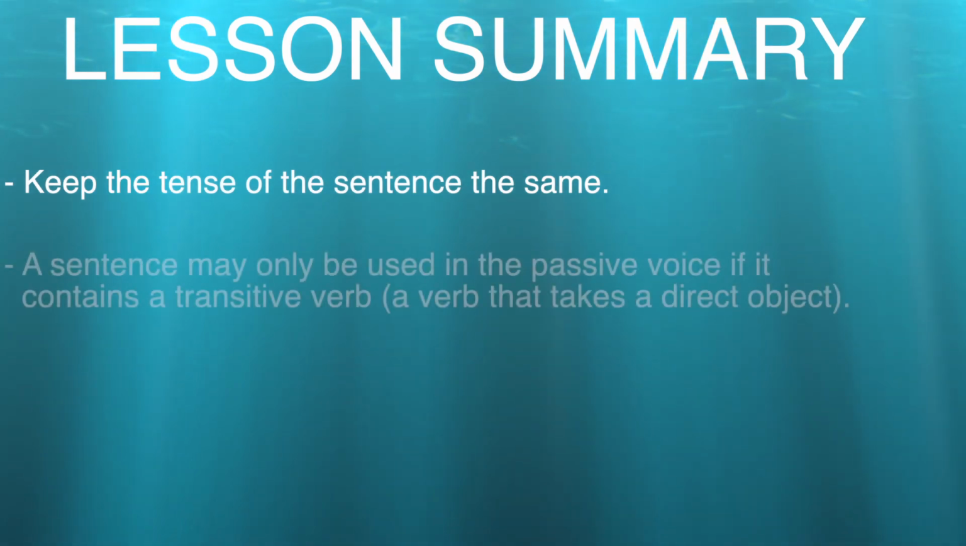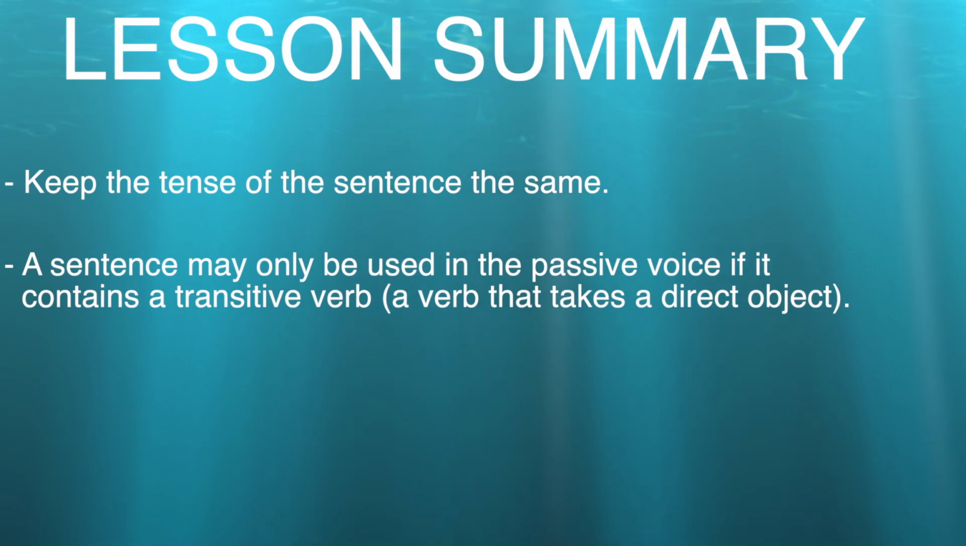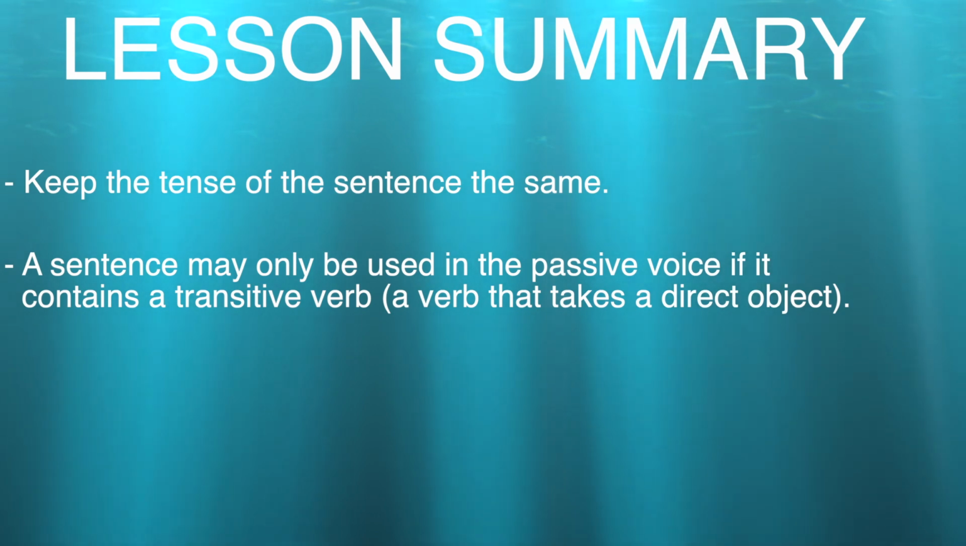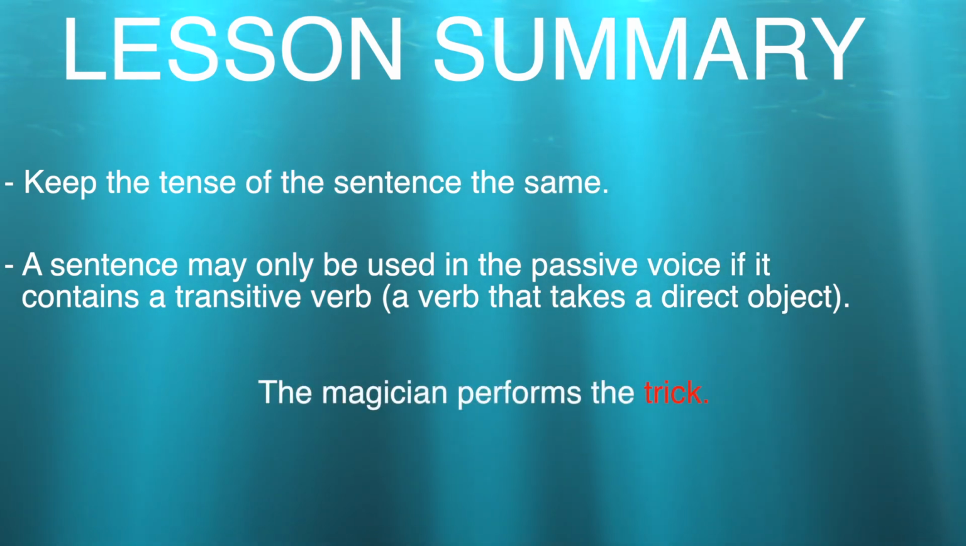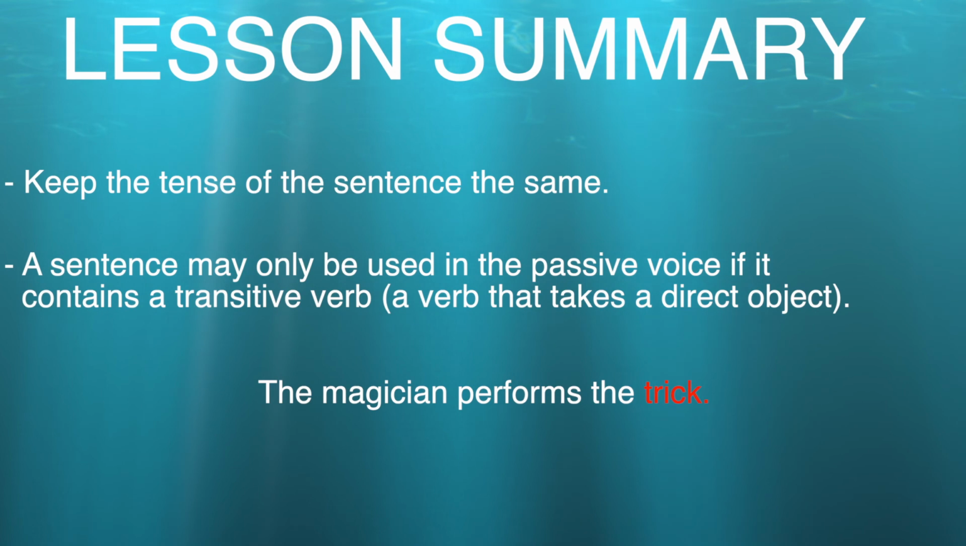Always take note that a sentence may only be used in the passive voice if it contains a transitive verb, a verb that takes a direct object. For example, the musician performs the trick. Trick is a direct object, as it is the one receiving the action.